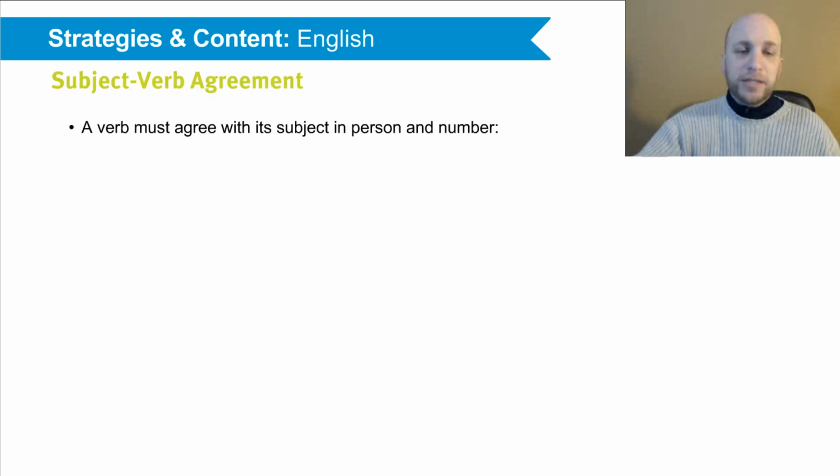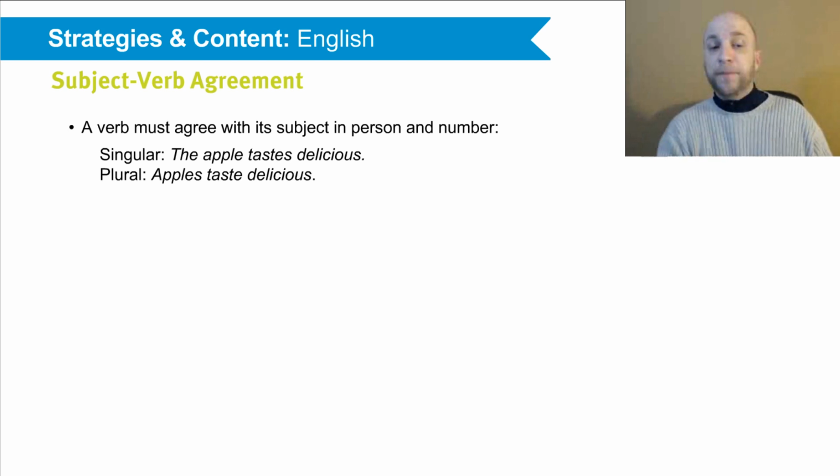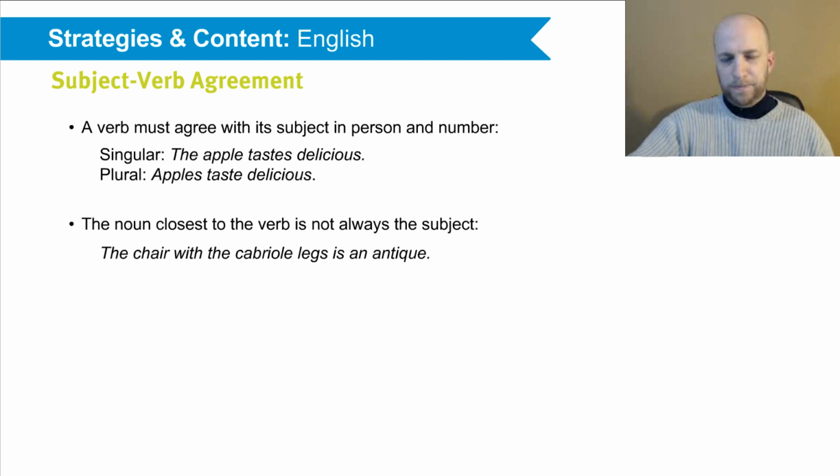So with that, let's talk about one of the trickiest ones that really should be straightforward, subject agreement. He likes to run. The apple tastes delicious. Multiple apples taste delicious. Now, those are pretty straightforward, though. What you're going to see on the test is something like this. The chair with the cabriolet legs is an antique. And you might be saying, wait a sec, legs? That's plural. I should have an R. But I'm hoping a lot of us saw, wait a second, Greg. No, no, no, no. It was actually the chair.